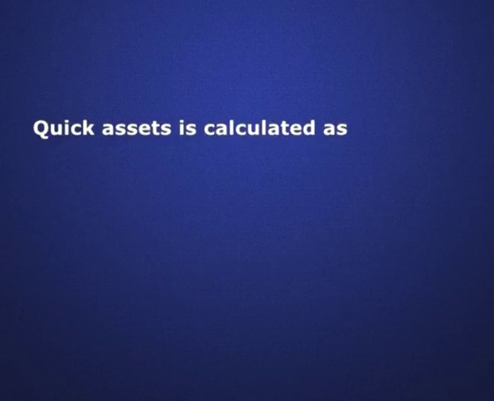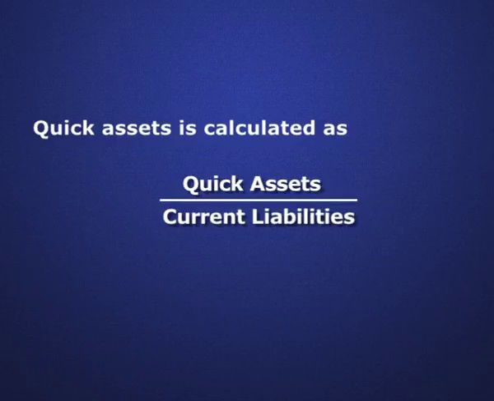Quick ratio is calculated as quick assets divided by current liabilities. A 1:1 ratio is considered the ideal ratio for a concern because it is wise to keep the liquid assets at least equal to the liquid liabilities at all times.